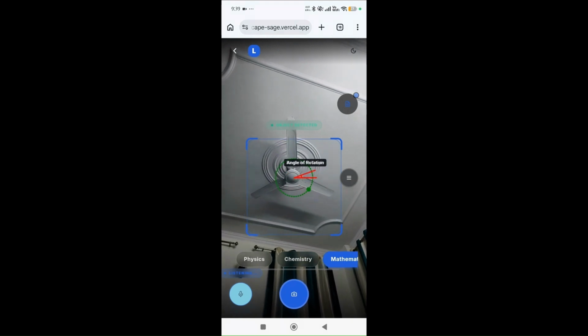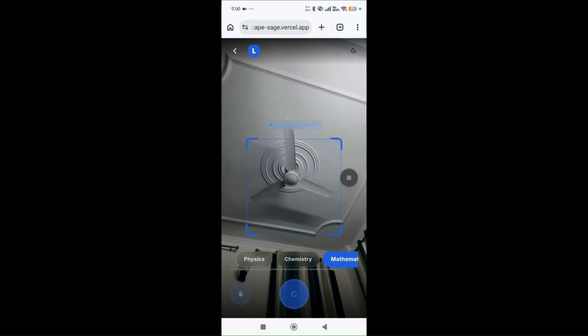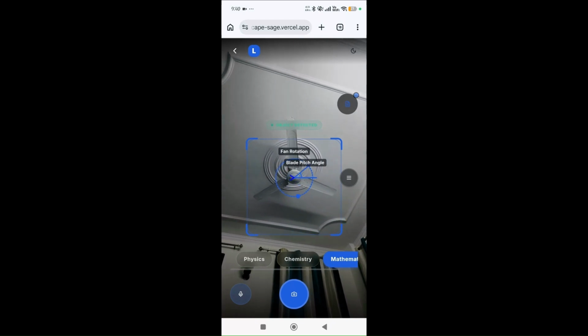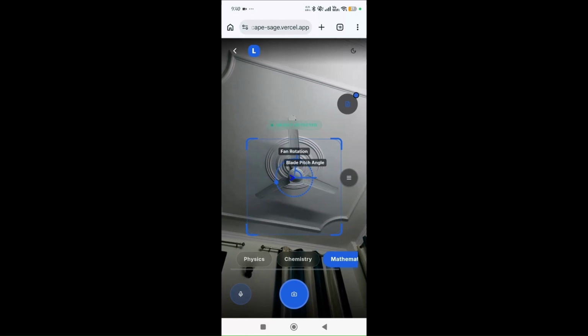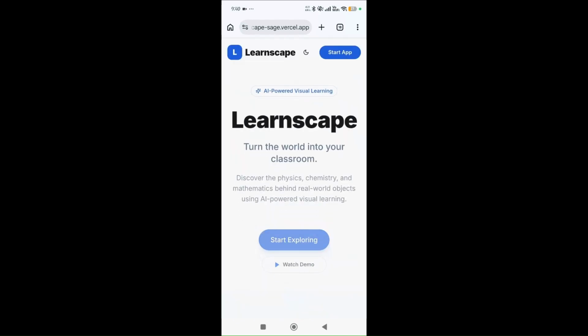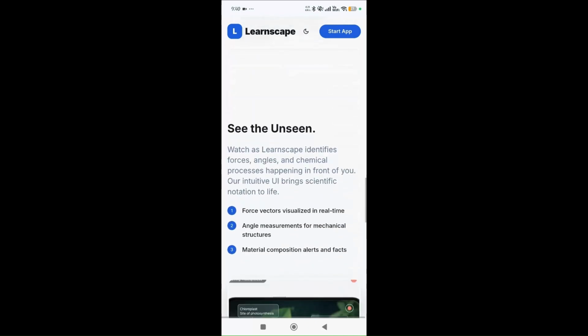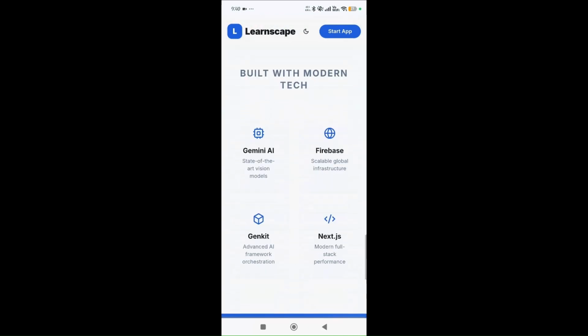So what happens when the angles and the number of blades are different in a fan? Yes, the angle between the blades affects the fan's rotation primarily by ensuring balance. For smooth and stable rotation, blades are typically spaced at equal angles, e.g., 120 degrees for a three-bladed fan. Uneven spacing creates an imbalance, causing the fan to wobble rather than rotate smoothly. The same system works with many everyday objects, allowing users to explore STEM concepts in their surroundings.